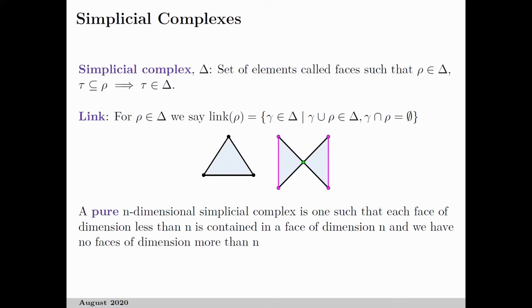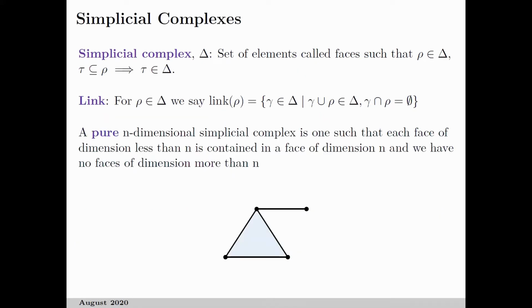Here, we see simple examples of simplicial complexes. We also see on the right that we have an example of the link of a face, namely the link of the central green vertex, which has as its link the pink edges to the left and right of it. Here, we see an example of a simplicial complex which is not pure. If it was pure, it would have to be a pure two-dimensional complex because its highest dimensional face, the filled-in triangle, has dimension 2. But the edge we see coming off this triangle is not part of a filled-in triangle.